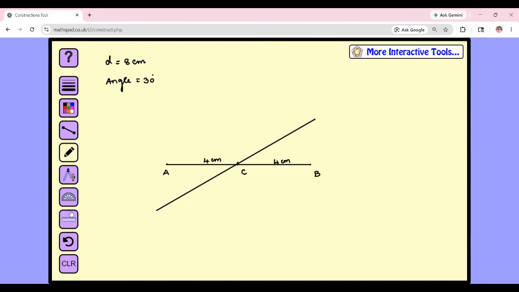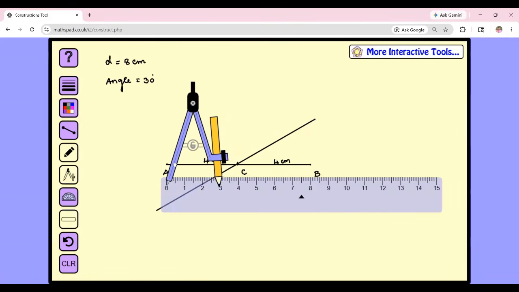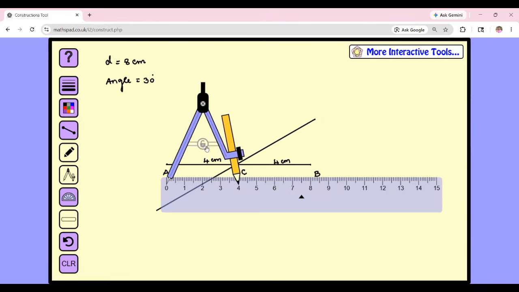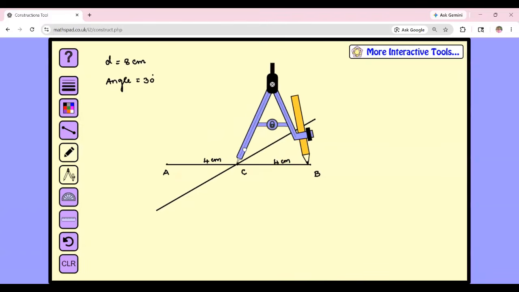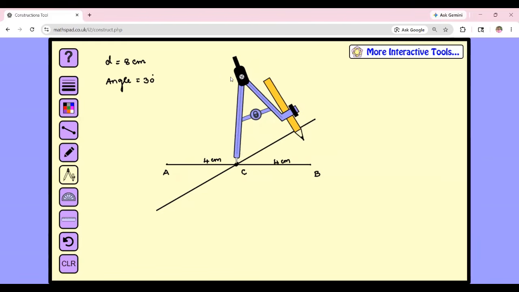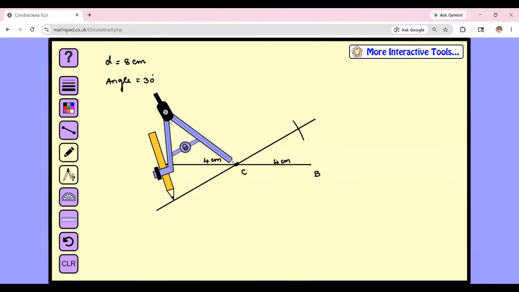Now open your compass and take 4 centimeters in your compass. Yes, this is my 4 centimeters. Now place the compass at the center point C and draw the line. In the same way, from the same center point, on this side, we have to draw the line for 4 centimeters. I am just marking the line.